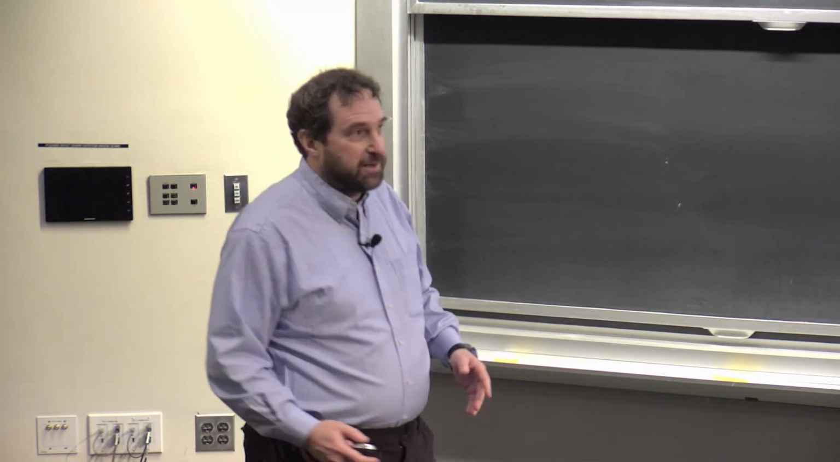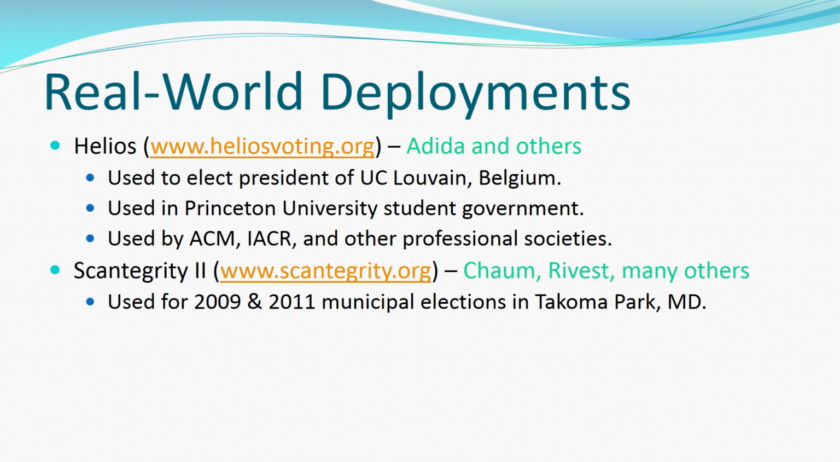Another example is Scantegrity, which was used in Takoma Park, Maryland for a few trials. It's a really nice system. It has good usability. At least I think it has good usability. Maybe Whitney, where are you? You might disagree. But yeah, it has some interesting properties. It seemed to work well. Voters liked it a lot.